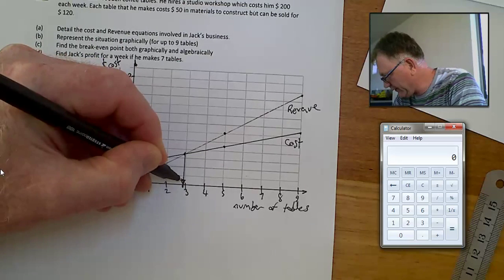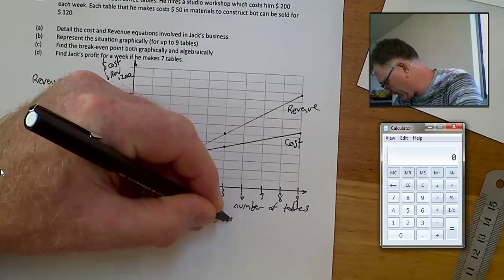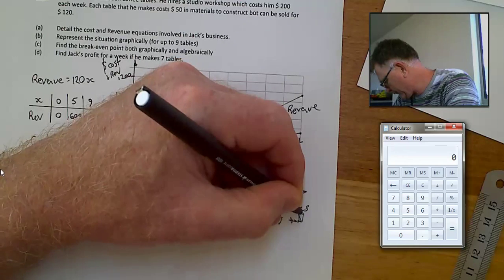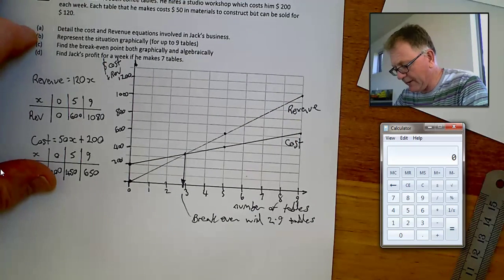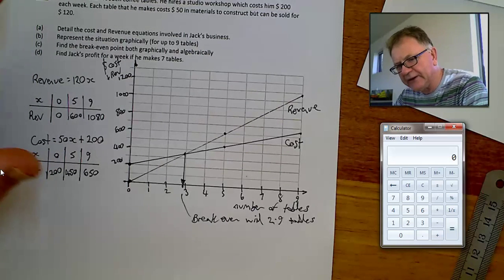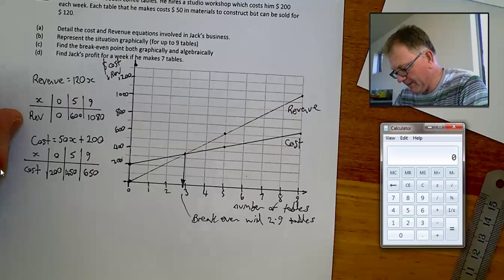The break-even occurs at 2.9 tables. So if he makes 2.9 tables in a week, now assuming he can do that, he can make 2 and nearly get 1 finished, I suppose that means he's making 2.9 in a week. Assuming that happens, then his business is neither making a profit nor a loss. He's getting as much from selling them as what it's costing him to produce them.